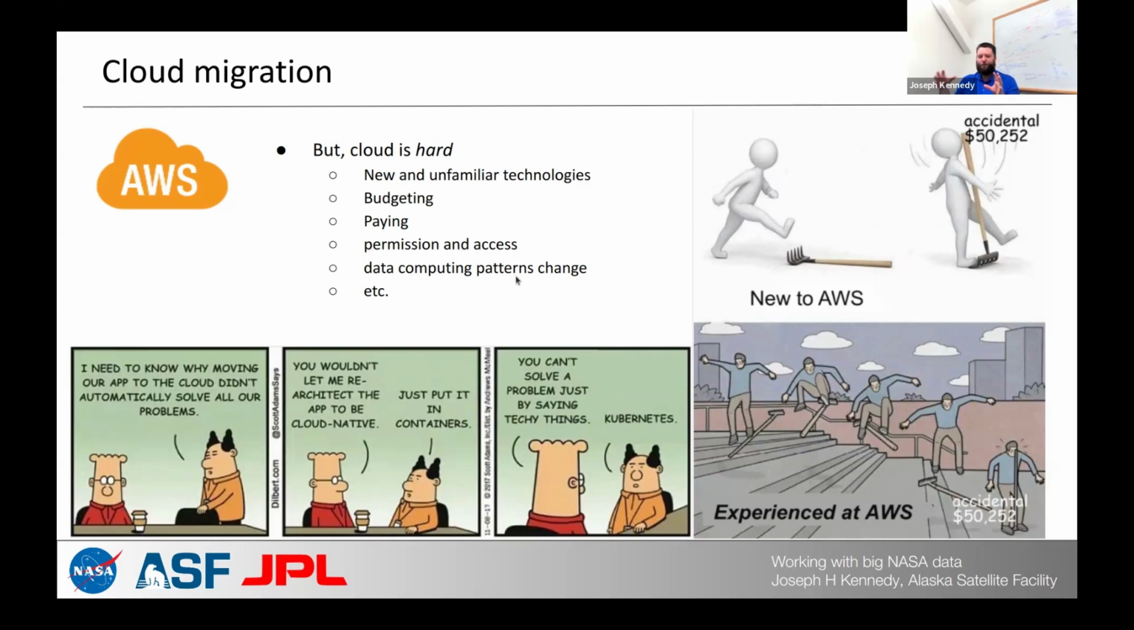And then your data and computing patterns change. You're going to be always accessing via HTTP access. You're going to be hitting APIs. You're going to be doing a lot of these things that you wouldn't necessarily be doing at a local file system level or on your laptop.